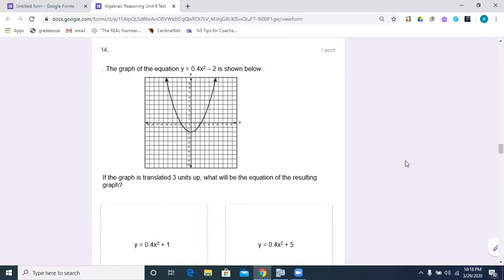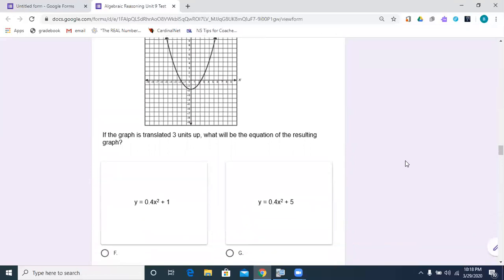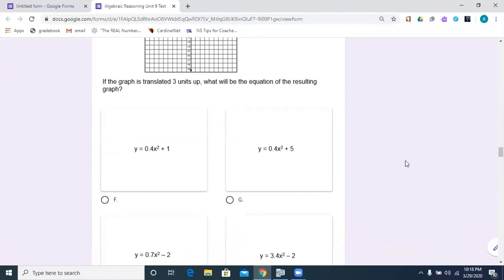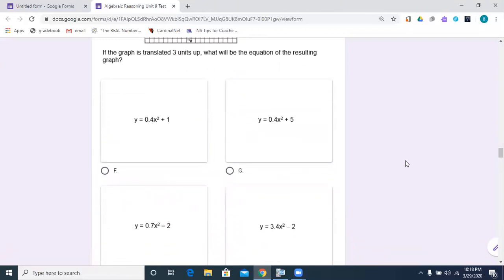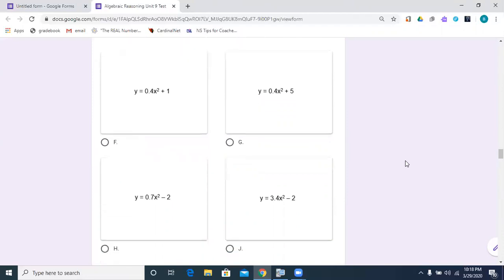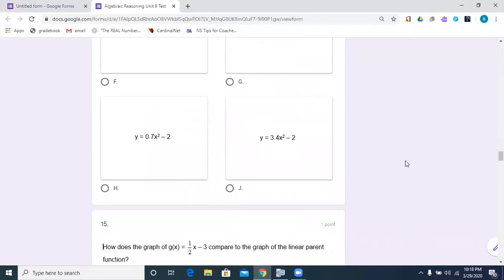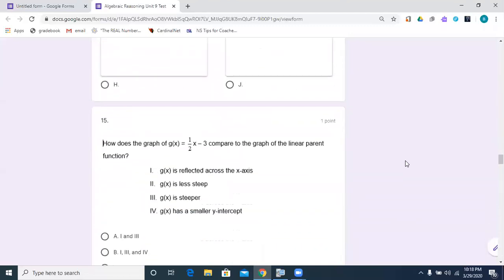Number 14, the graph of the equation y equals 0.4x squared minus 2 is shown below. If the graph is translated 3 units up, what will be the equation of the resulting graph? F, y equals 0.4x squared plus 1. G, y equals 0.4x squared plus 5. H, y equals 0.7x squared minus 2. Or J, y equals 3.4x squared minus 2.